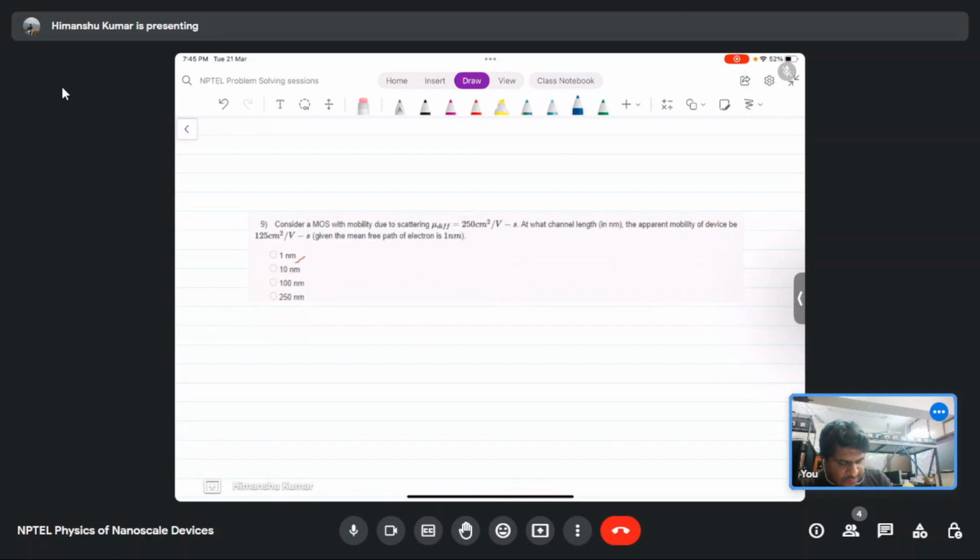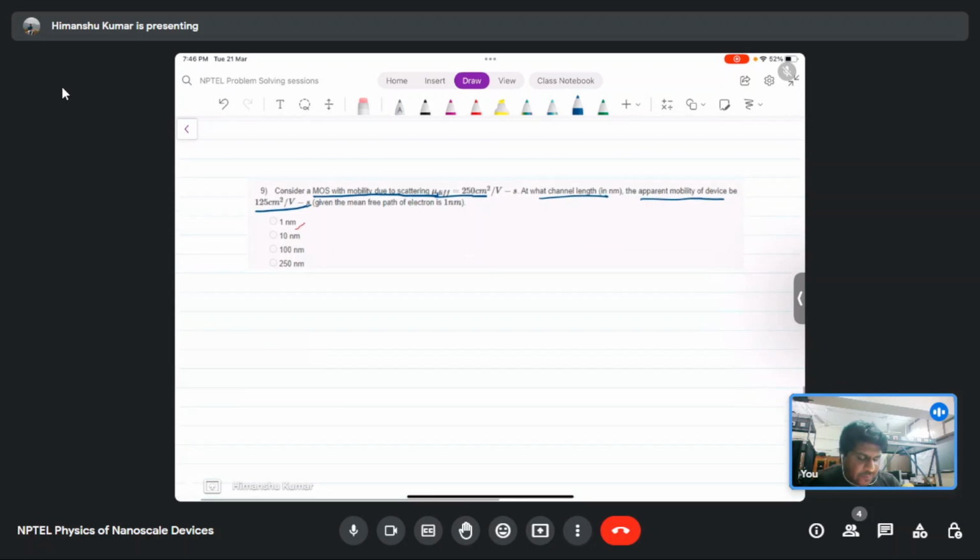Consider a material whose mobility due to scattering is given by mu diffusion. At what channel length is the apparent mobility of the device given as 125 centimeter square per volt second? The apparent mobility you can calculate as your normal mobility multiplied by lambda of E divided by lambda of E plus L.